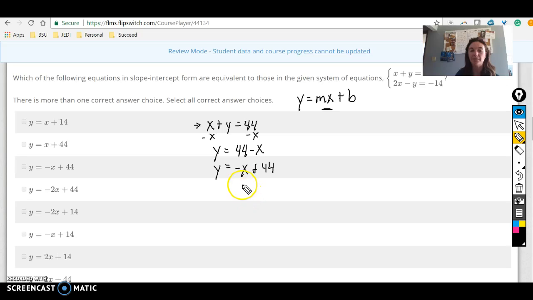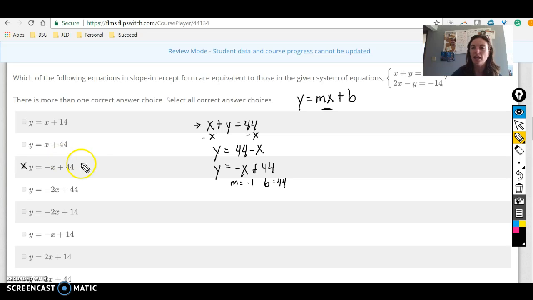So what that's telling me is that the graph of this line is going to have a slope of negative 1 and a Y-intercept or B value of 44. Okay, so this is the first one, and it looks like negative X plus 44 would be right here. For some reason, it doesn't want to let me click over there. Oh, I know why. Okay, not a big deal. We'll just write it on here.